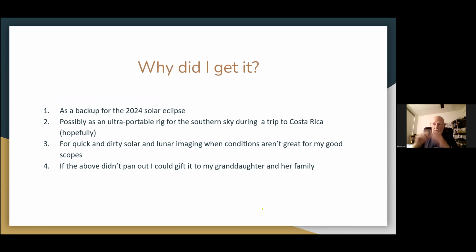Now, Greg asked me, he said, be sure and tell them why I got it. The reason I got it, which was back in February, was I was preparing for the eclipse. I already had my reservation. I was going to Texas, going to be right on the center line and all that. And I thought this would make a good backup. I can just set it going in the background on its own tripod, have my other gear there, and if something goes wrong or whatever, I just let it run by itself.